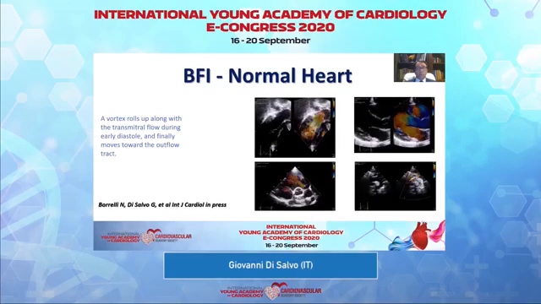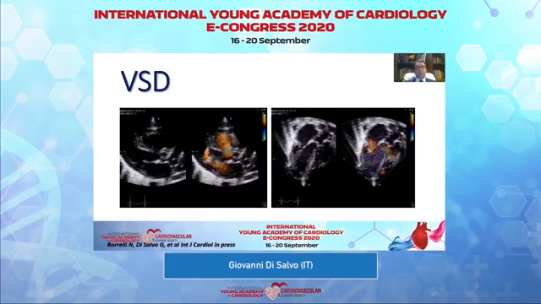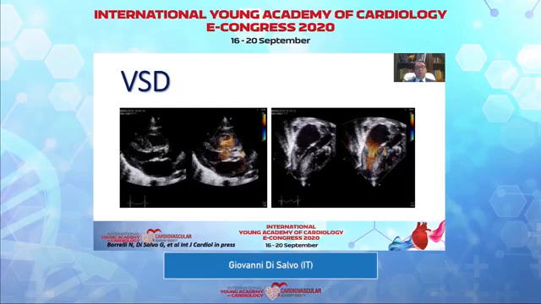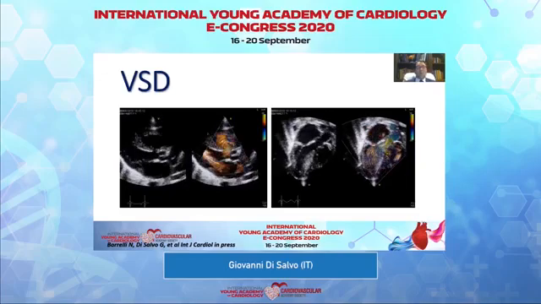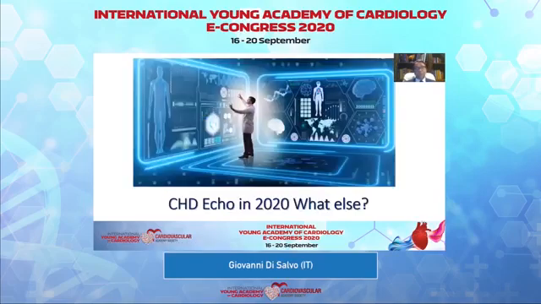We can study the vortex formation, which is a way to preserve energy that nature uses. And we can see how the fluid dynamics is abnormal in simple VSD as well as in complex congenital heart disease, or we can use it without need of any contrast agent also to assess the fluid dynamics in the aortic arch. But where are we in 2020?